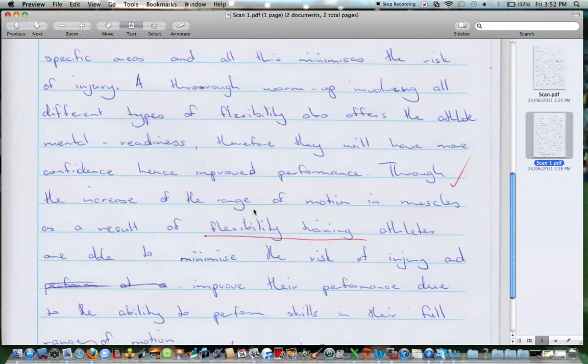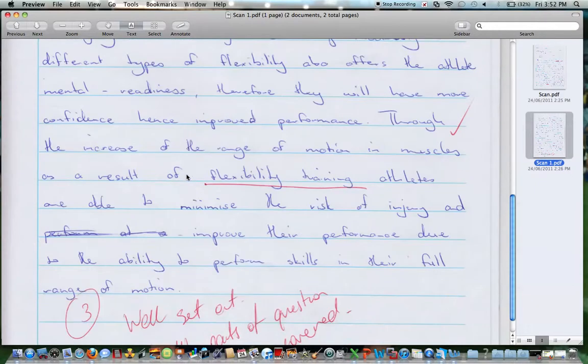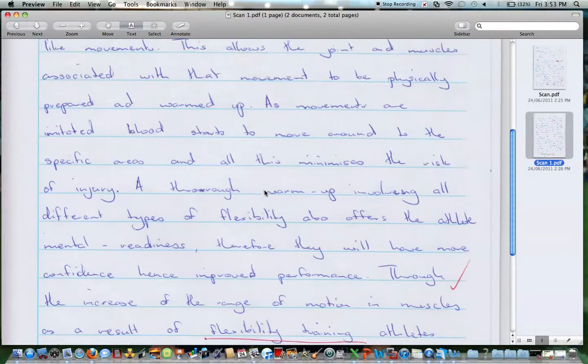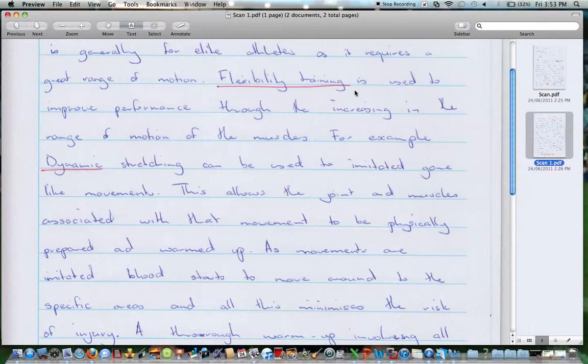And just down the bottom here, to really tie back into what the question is talking about, even though he's done it a little bit further up: through the increase of the range of motion in muscles as a result of flexibility training, athletes are able to minimise the risk of injury and improve their performance due to the ability to perform skills in their full range of motion. So if you go back through that answer, he's covered the different types of flexibility training, but more importantly, throughout his answer and at the end of it, he's tied in how it's going to lead to improvement in performance. So flexibility training is used to improve performance through the increasing of the range of motion of the muscles. That's what we're looking at there, which is a very good answer.